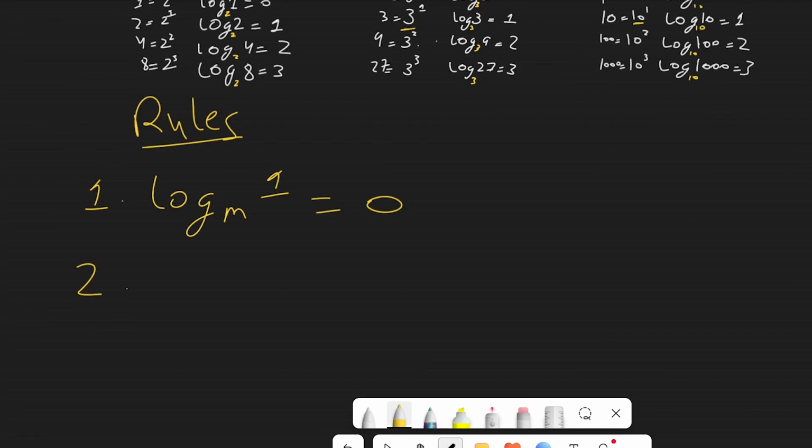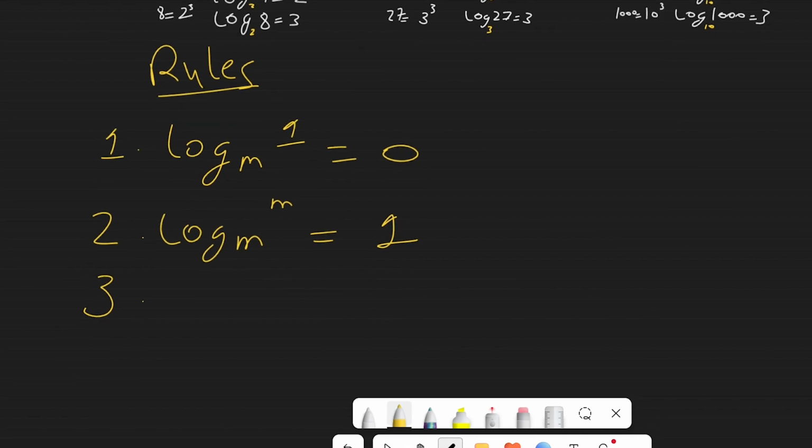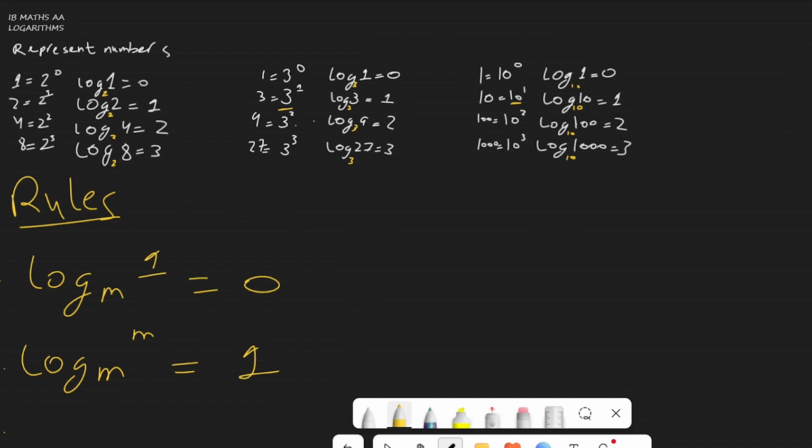Okay, the third rule or observation we can make, which we have already seen from this example, is that if we have log of 100 to the base 10, that would be equal to 2, and we have to represent this in exponential form. What we do is 10 squared is equal to 100, so the power becomes the answer, and the answer becomes the power, and the form is converted to exponential form.